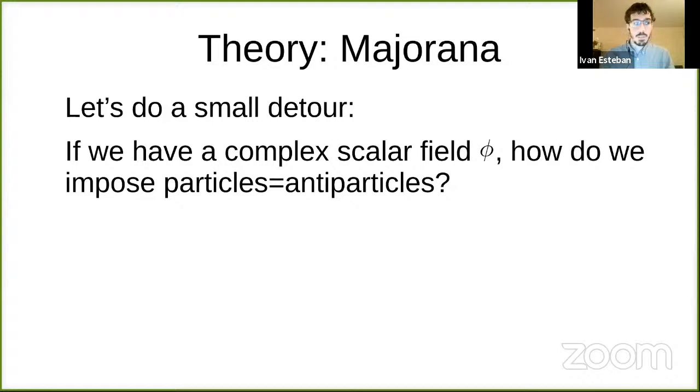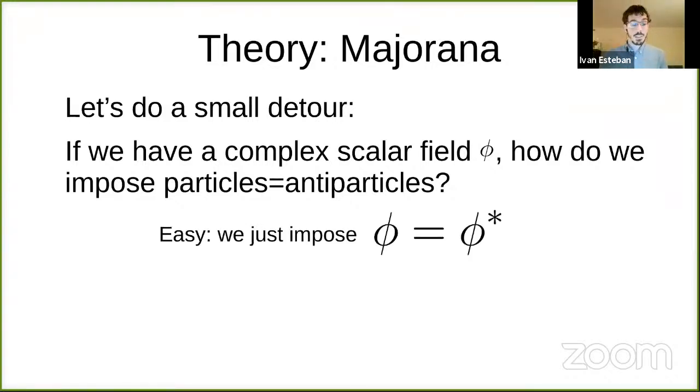I will give you a couple of seconds to think about it, and if you have any comment, write in the chat. Otherwise, I'll answer the question myself. So if we have a generic complex scalar field, the way we impose... Ivan? Yep. There's a try. Okay. So the condition is phi equal to phi complex conjugate, yes. Perfect. You read my mind.